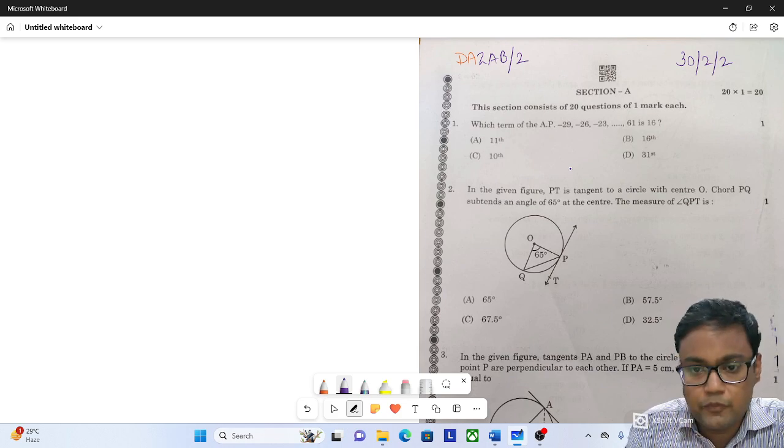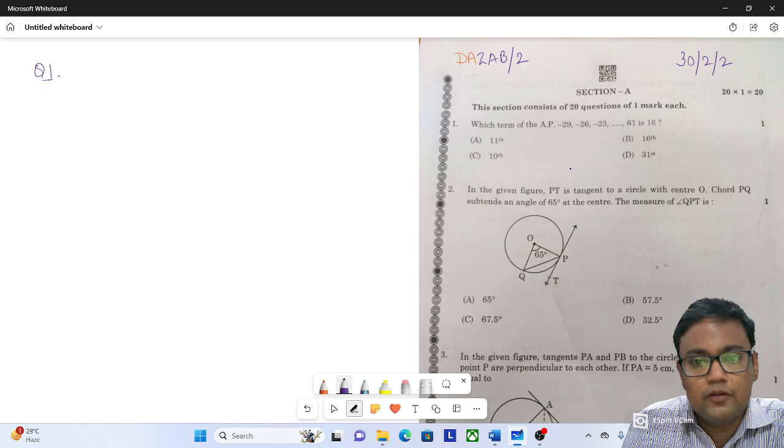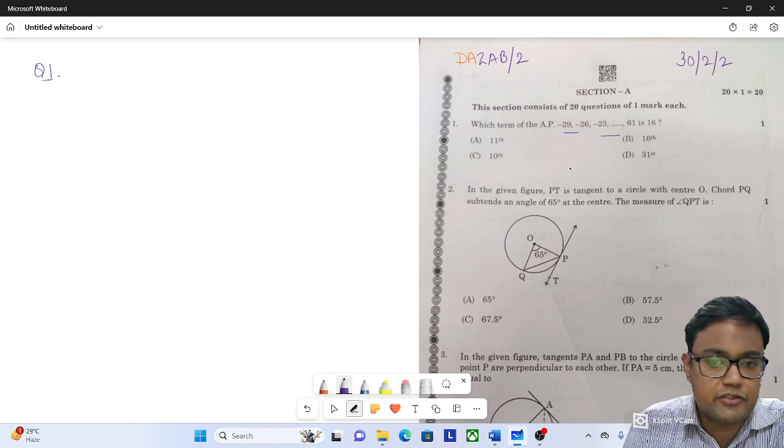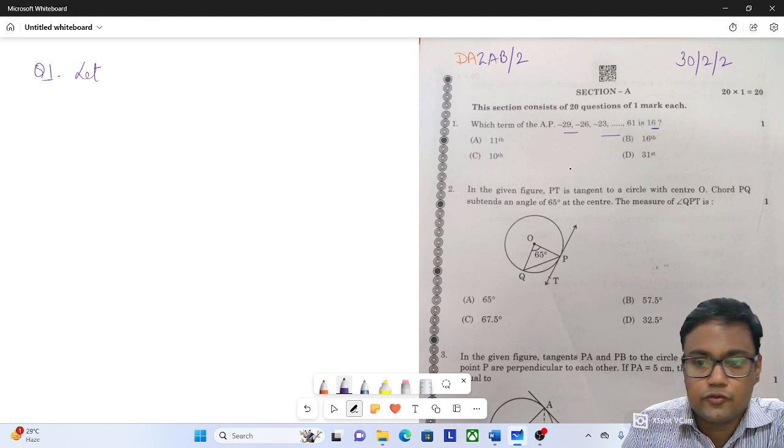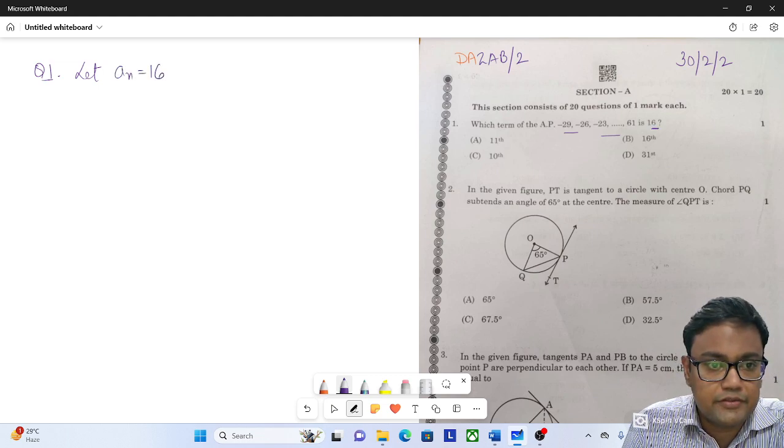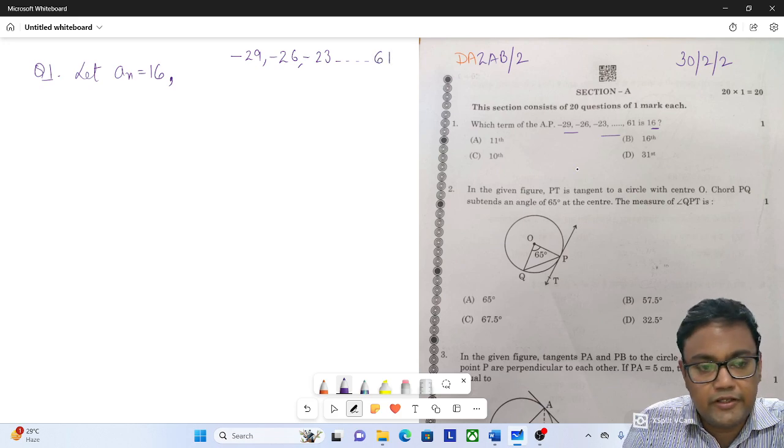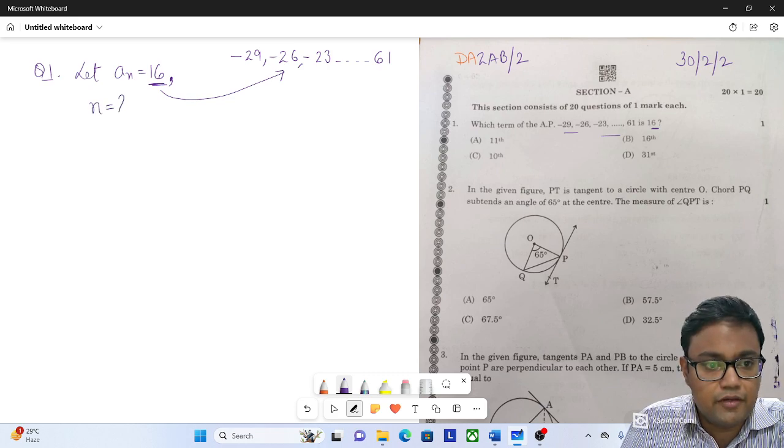So, question number 1 in the MCQ: which term of the AP is 61? So, let AN be 61 and the AP given to you is minus 29, minus 26, minus 23, and so on, till the last term 61. So, we need to find at which position this 61 occurs in this AP. What is its position, at which number does 61 come, that is what we have to find, that is the position, a natural number n.